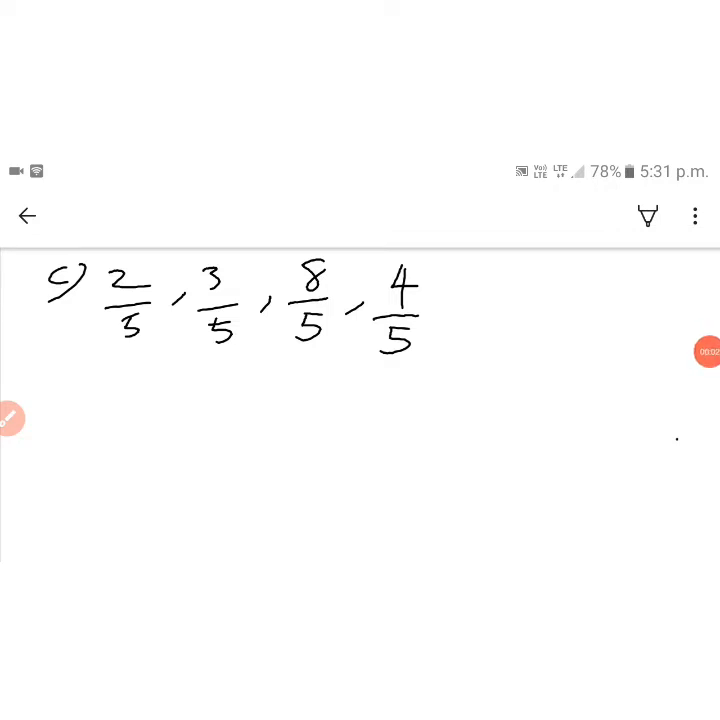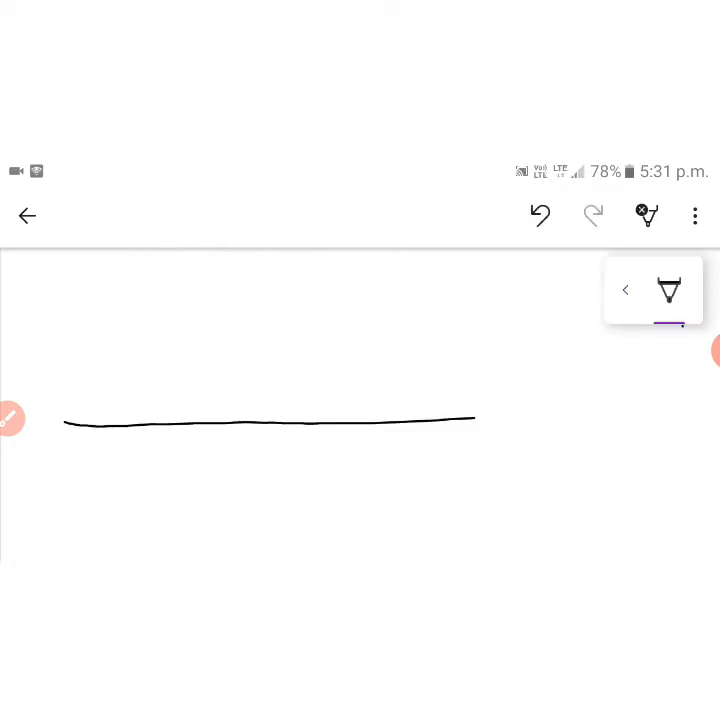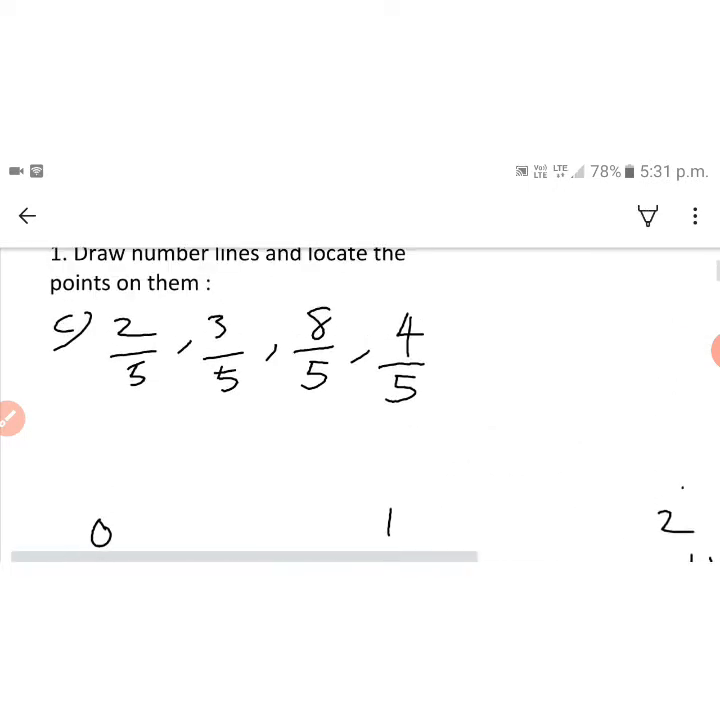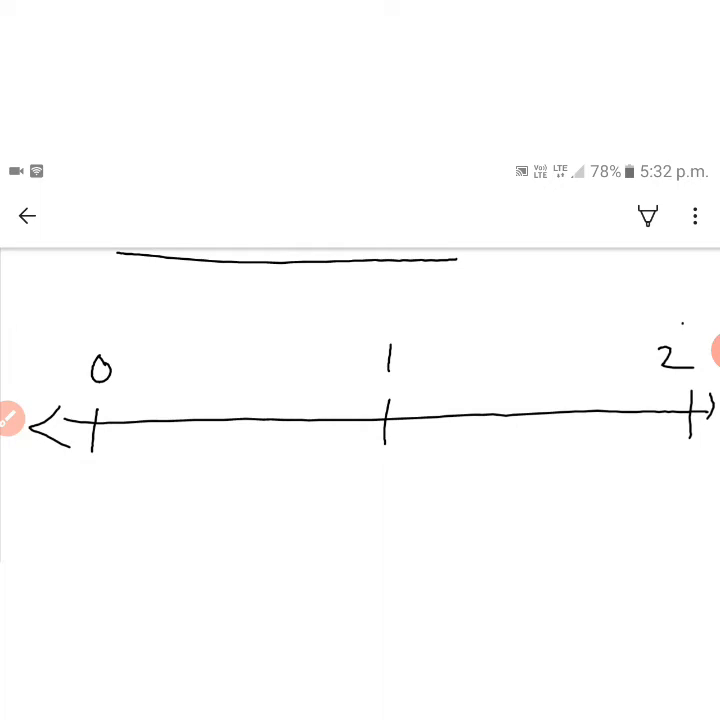C part: 2 by 5, 3 by 5, 8 by 5, 4 by 5. Let's draw a number line from 0 to 2. This is 0, 1, and this is 2. Since in all the numbers the denominator is 5, we divide the line between 0 and 2 into 5 equal parts.